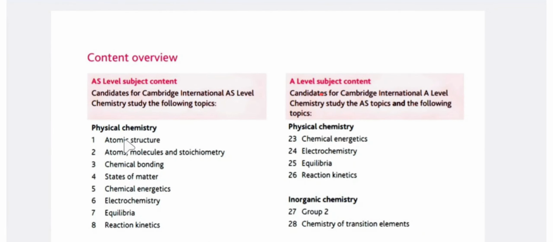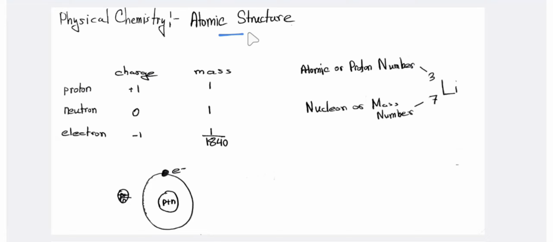In this video we'll be discussing atomic structure from physical chemistry. Inside the nucleus of an atom there are protons and neutrons, and outside the nucleus, in the electron shell, there are electrons.